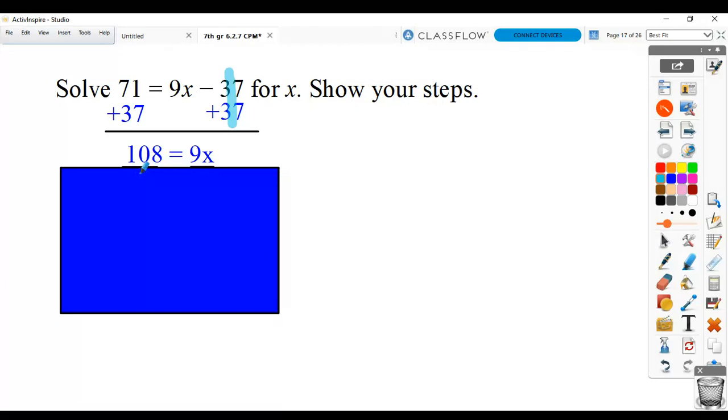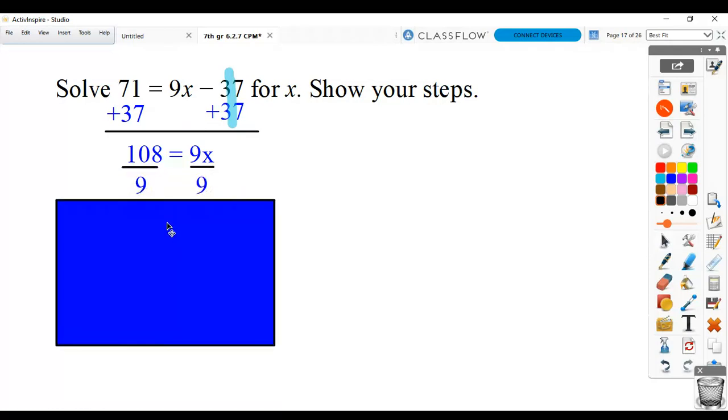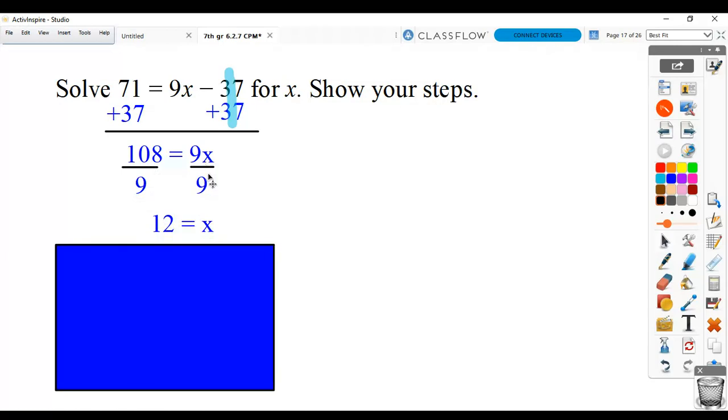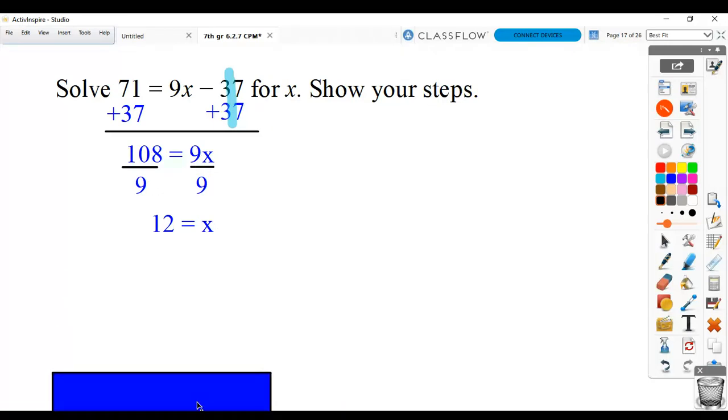So we have the number term on one side, the variable term on the other, but we want to find out the value of 1x, not the value of 9x. So we're going to divide both sides by 9. 108 divided by 9 gives you 12, and 9x divided by 9 gives you x. Again, it's creating a giant 1, so 1x or x. And that would be showing your steps. It did not say you had to show your check, so you do not have to. However, if you did, there's certainly nothing wrong with that.